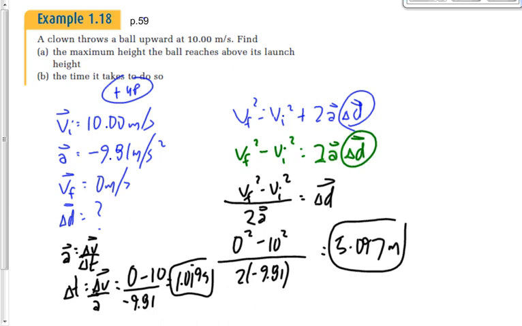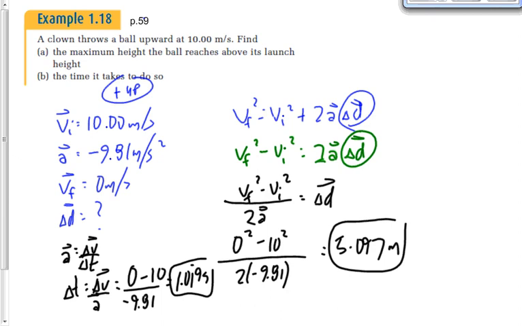More of the same, but an extra little dimension here where we had to notice that the final speed was 0 meters per second. Okay, we weren't told that. So two things we had to notice here: acceleration, negative 9.81, and VF, 0 meters per second.